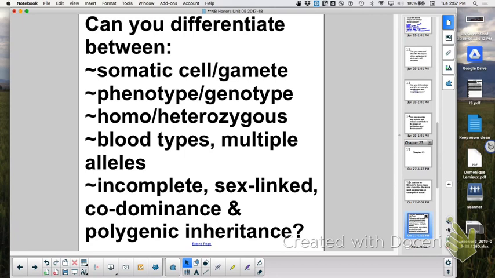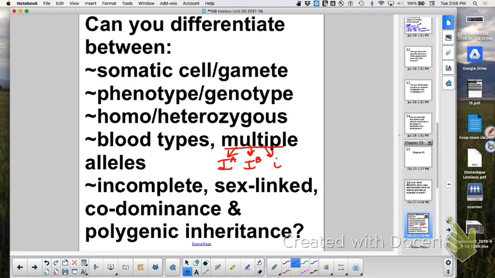Blood types and multiple alleles. So we already talked about that. What are the different alleles you could have? When we say we have multiple alleles, what are those multiple alleles? Big I A. Yes, those are the multiple alleles. We can get any combination of those for genotypes and phenotypes.